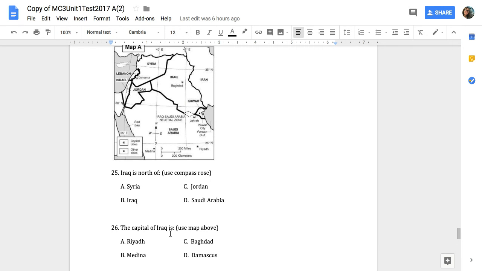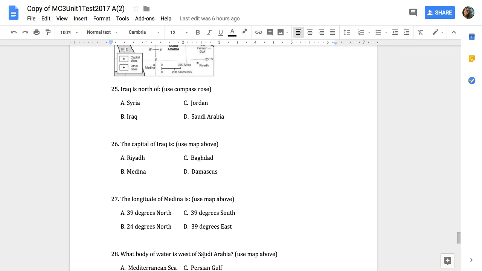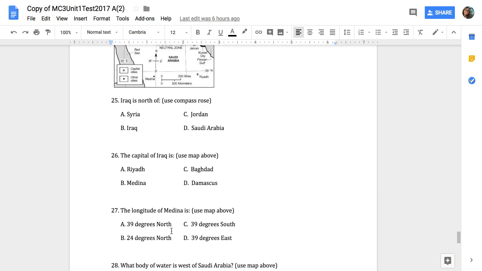26, the capital of Iraq is, use the map above, Riyadh, Medina, Baghdad, Damascus. 27, the longitude of Medina is A, 39 degrees north, B, 24 degrees north, C, 39 degrees south, or D, 39 degrees east. The longitude. So you want to use longitude here, and you want to find Medina.